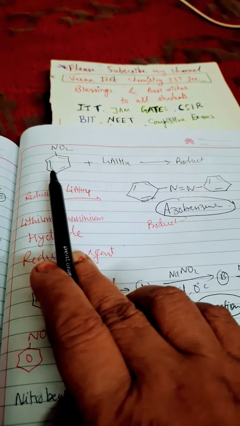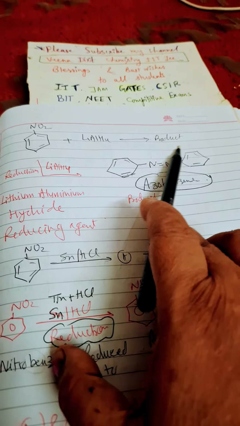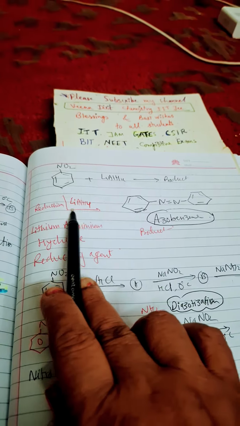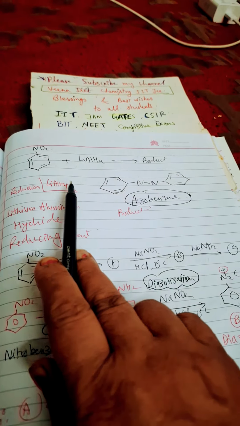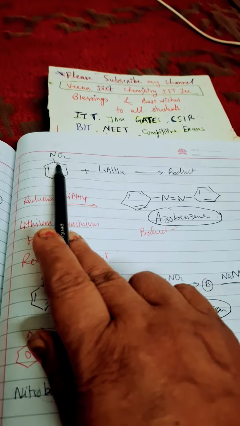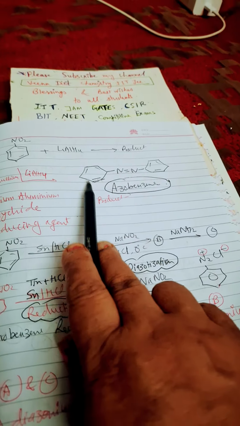Thank you for watching. Here, nitrobenzene when reacted with LiAlH4, what is the product? Nitrobenzene when reacted with LiAlH4, lithium aluminium hydride, which is a reducing agent, reduces the NO2 group into an azo group. So it is called azobenzene.